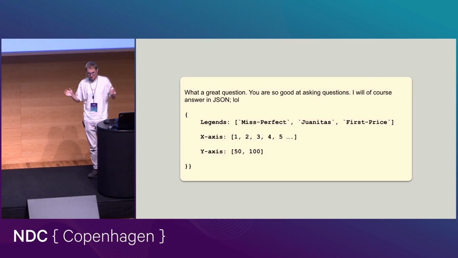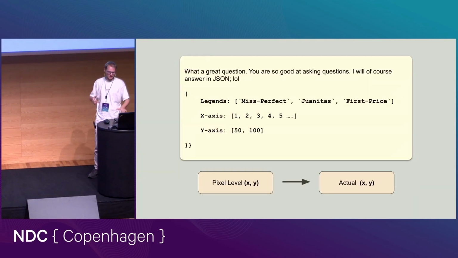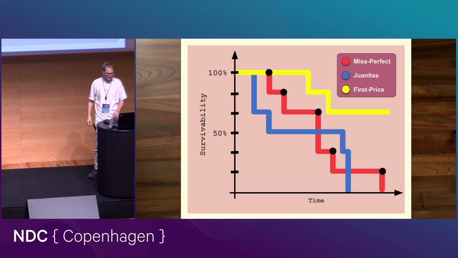So it returns some sort of JSON, which we can use to take the X and Y values we figured out earlier on the pixel level and map them over to the actual X and Y values in context of the graph itself. And this can, of course, be done for all the plots in a graph.